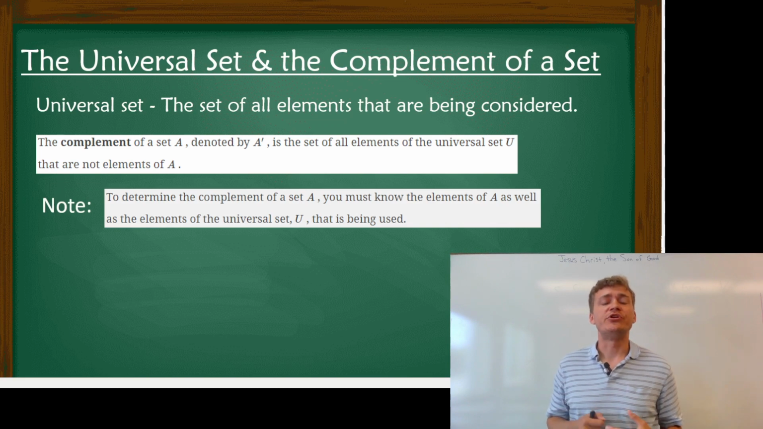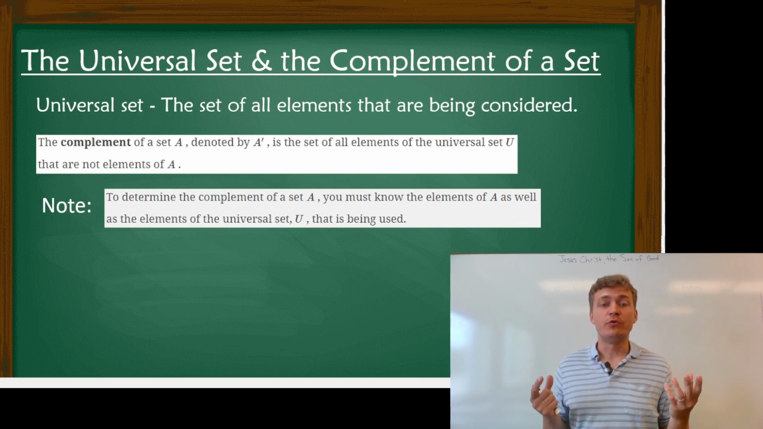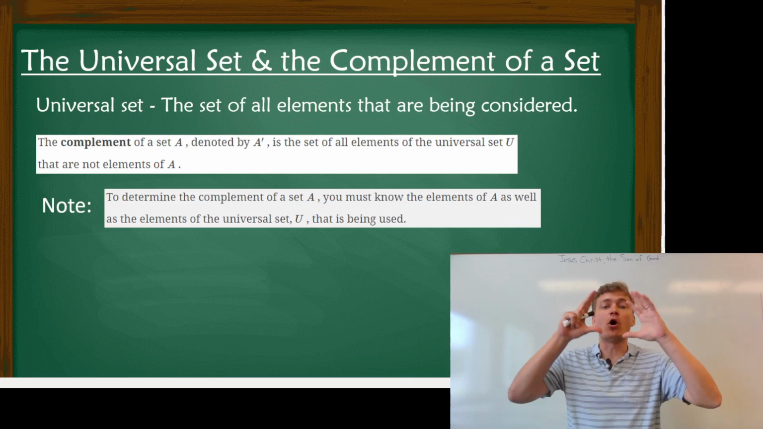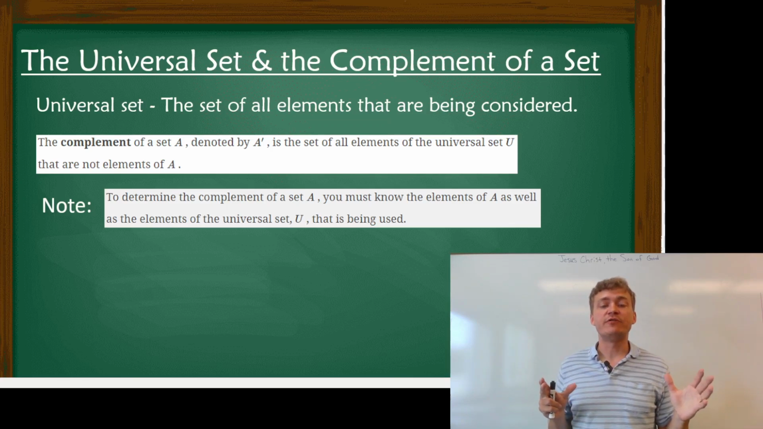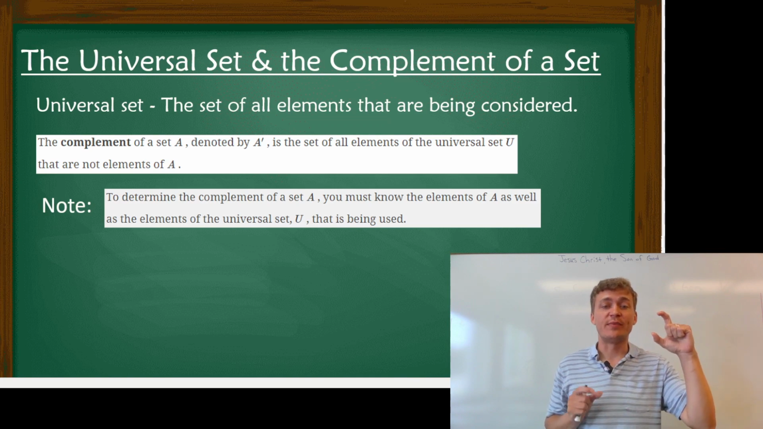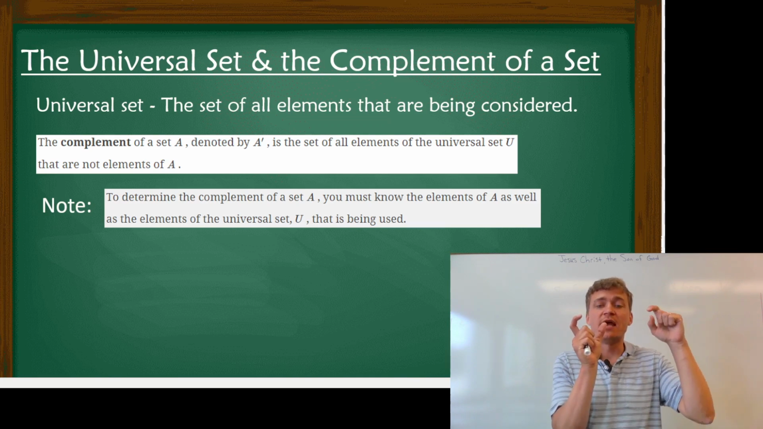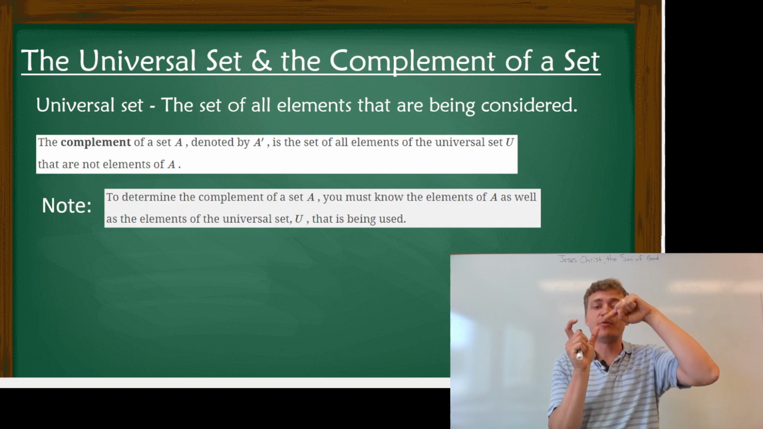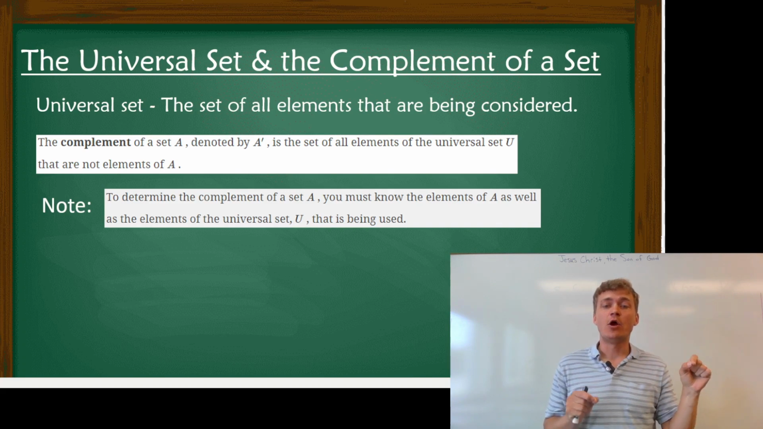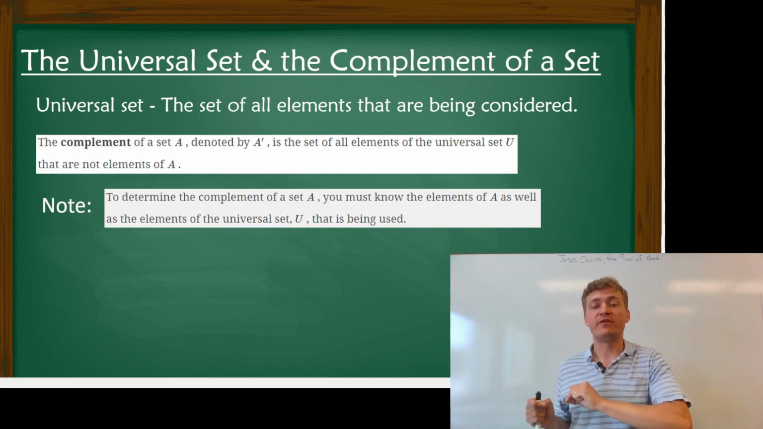In order to determine the complement of a set, first and foremost, you need to know the elements that are in A as well as the elements that are in U, the universal set. So if you know all elements in the universal set and you can define a set of elements from the universal set, then every other element that is not in A would be in the complement of A.